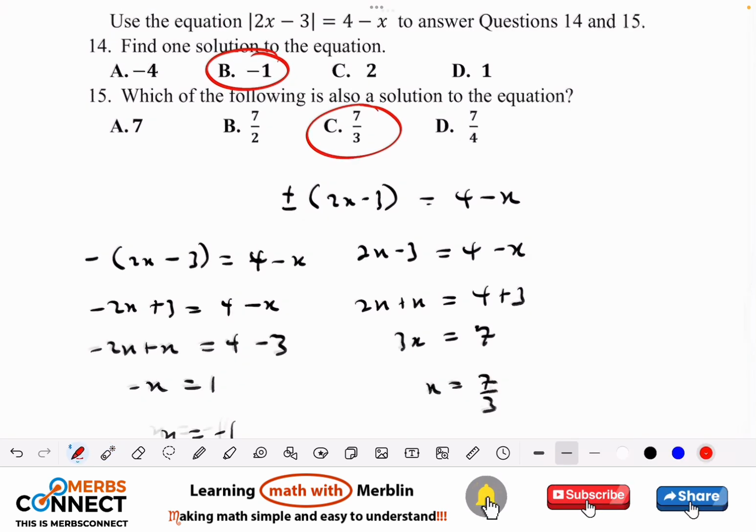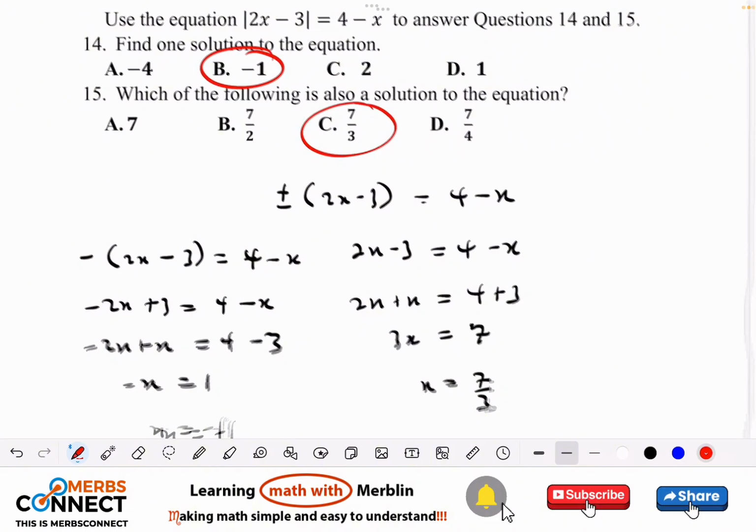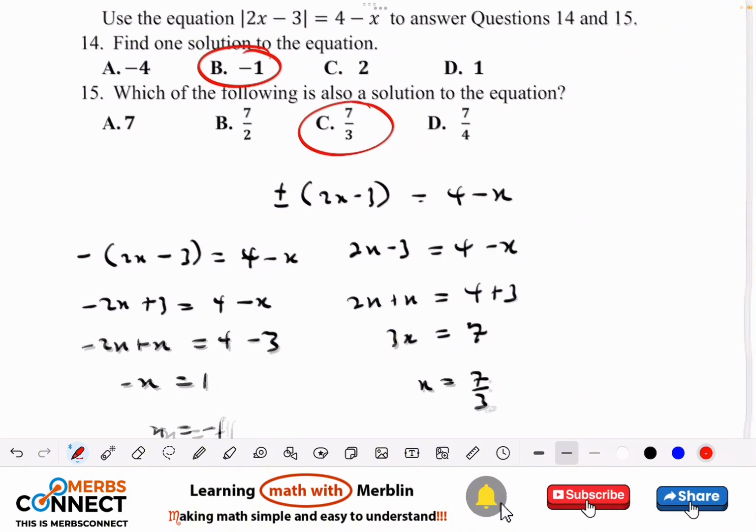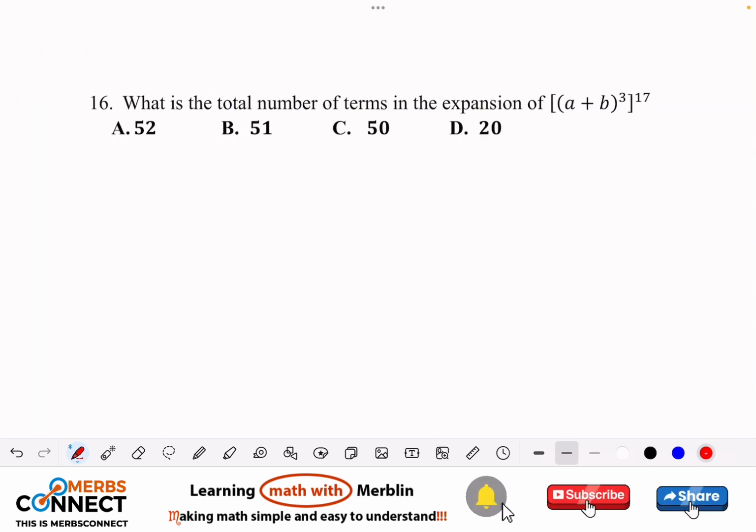Right. So we split them to this. This kind of question, I love them because the idea is that I do this one, then I'll be able to get two of them out of that. Now, what is the total number of terms in this expansion? Okay, nice. So a plus b to the power 3, 17.